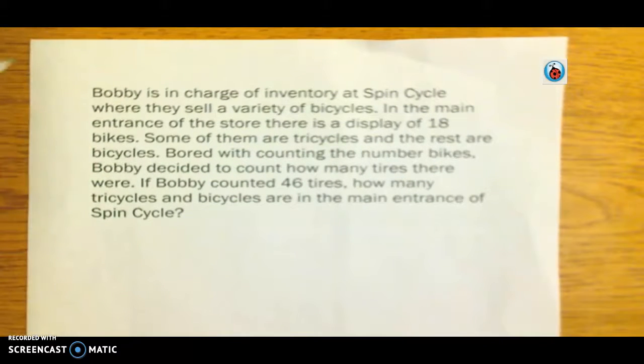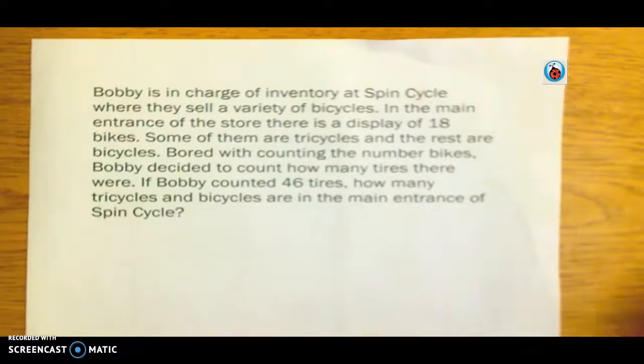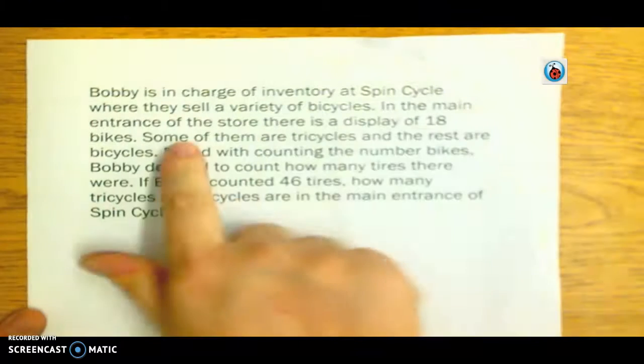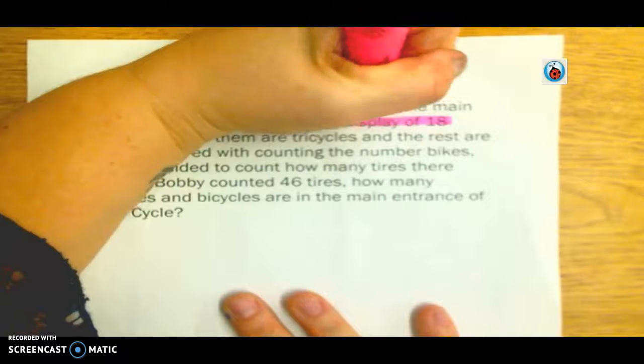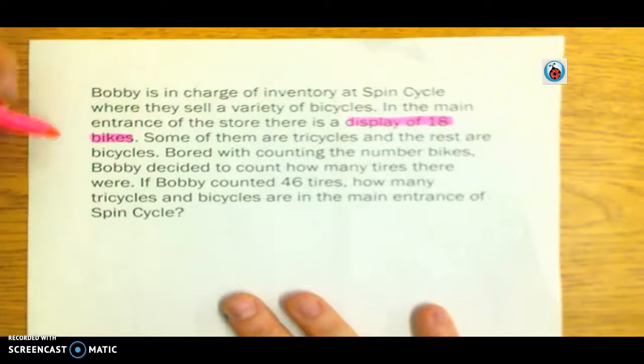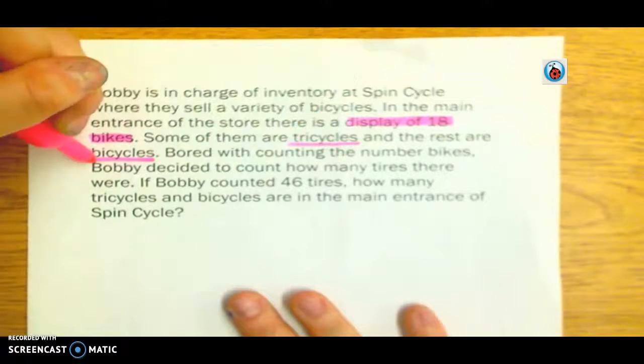We got Barbie. You tell I got little girls at home. Okay, we got Bobby here. He's charging inventory. Apparently he's bored counting bikes.